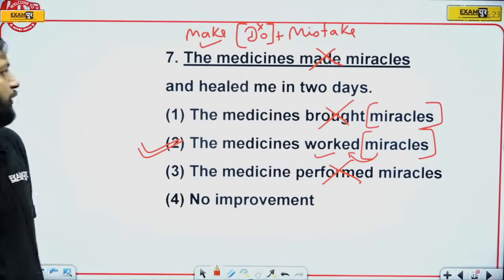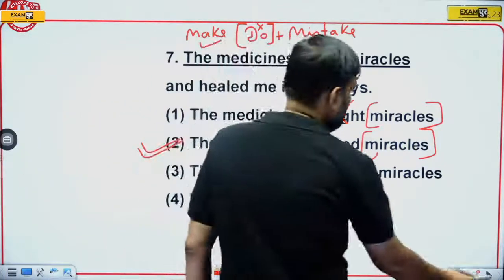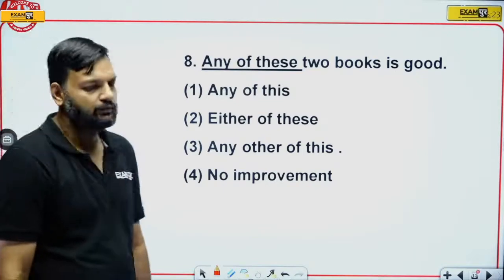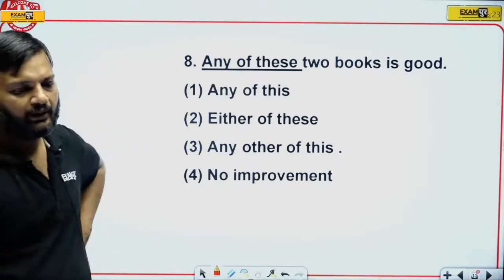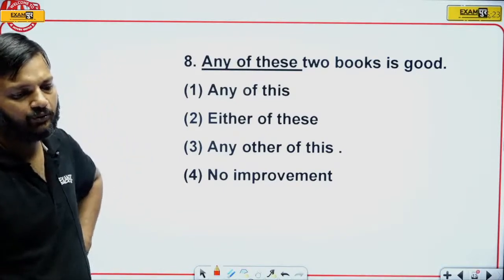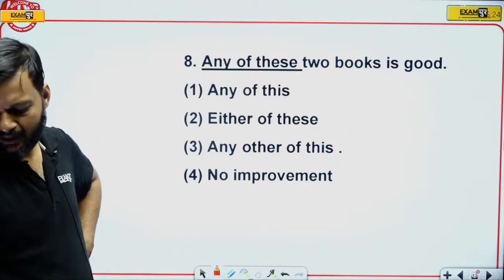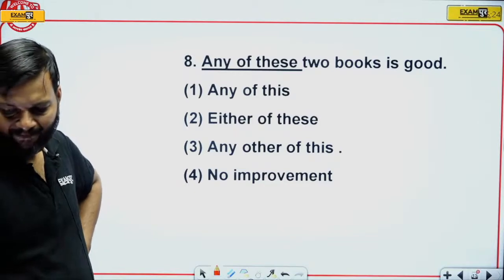Okay, now the next question, question number 8. Any of these 2 books is good. What is the error here? Any of these 2 books is good. What is the error in this sentence?